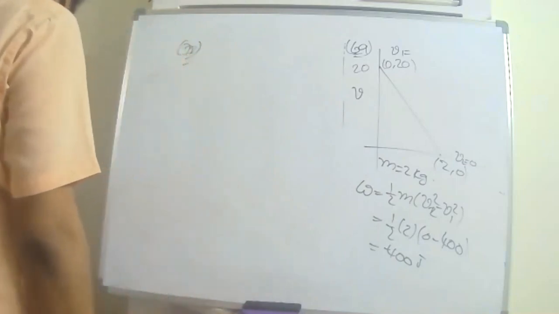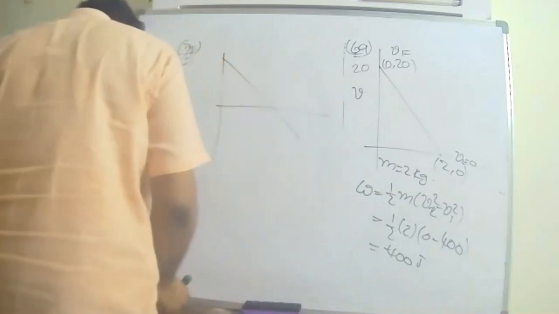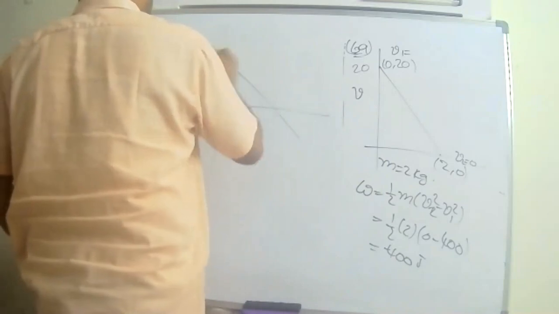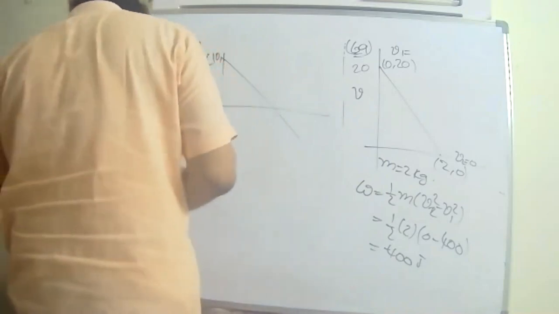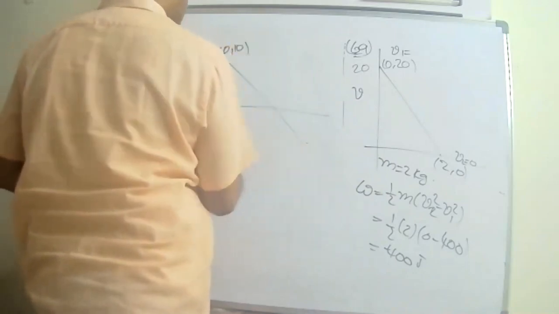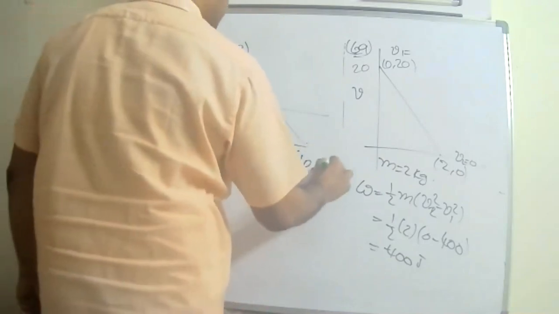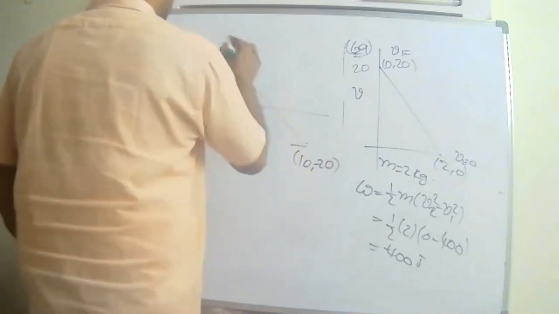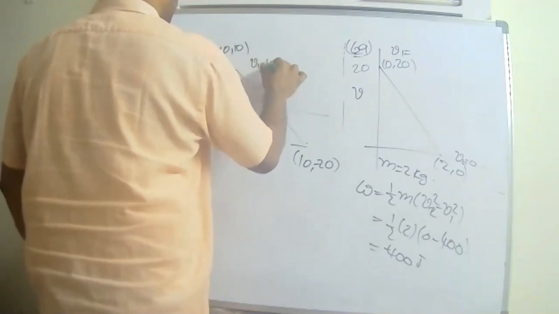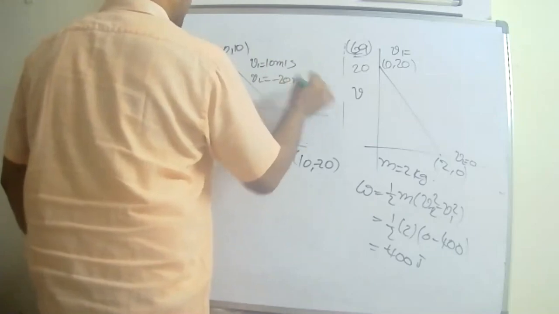70. Velocity time graph of a particle is given. So velocity initially is 10, so 0, 10. It's a time graph, so at the end, at 10 seconds, it is -20. So v1 is 10 meters per second. v2 is equal to -20 meters per second.